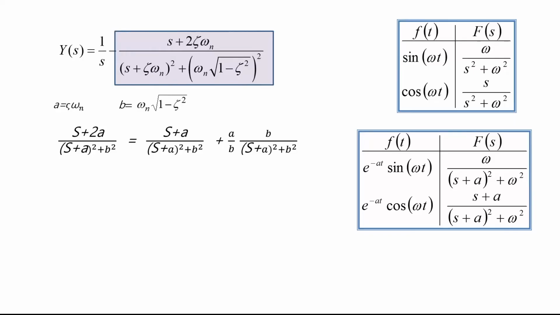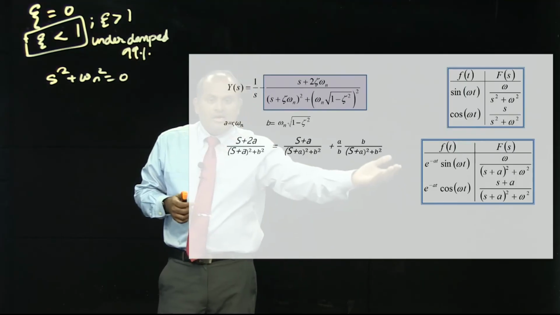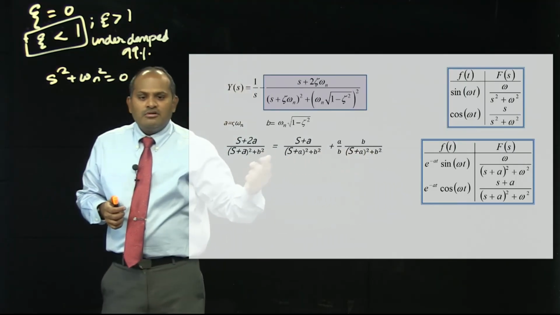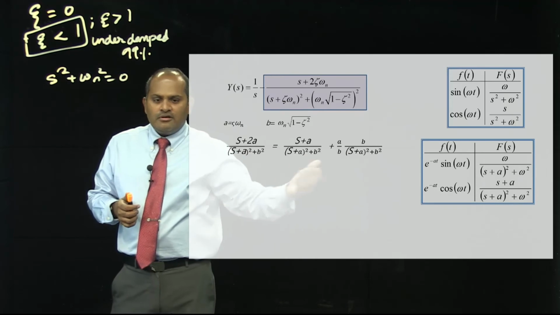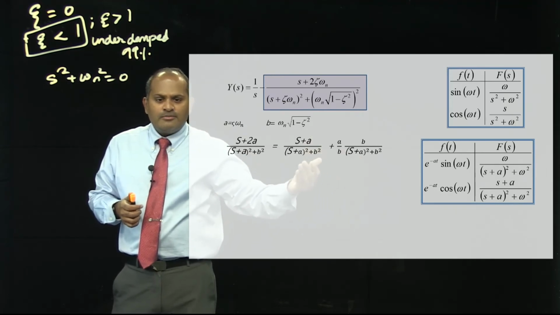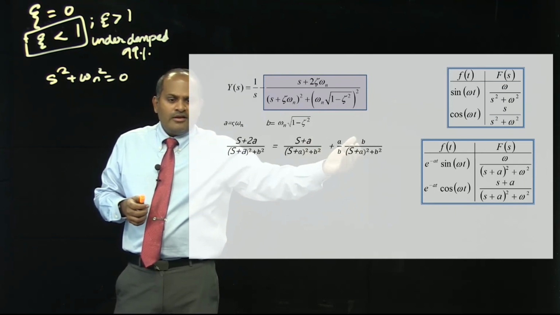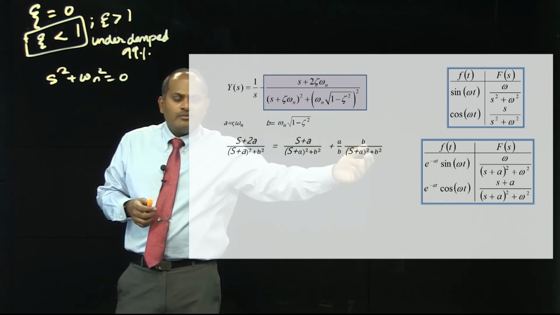So, what I am going to do is, for simpler analysis, I choose a is equal to eta omega n, b is equal to omega n into root of 1 minus eta square. By doing that, I can write the expression (s plus 2a) by ((s plus a) whole square plus b square). We can actually write it in another way: (s plus a) by (s square plus b square), plus (a by b) into b by (s square plus b square).